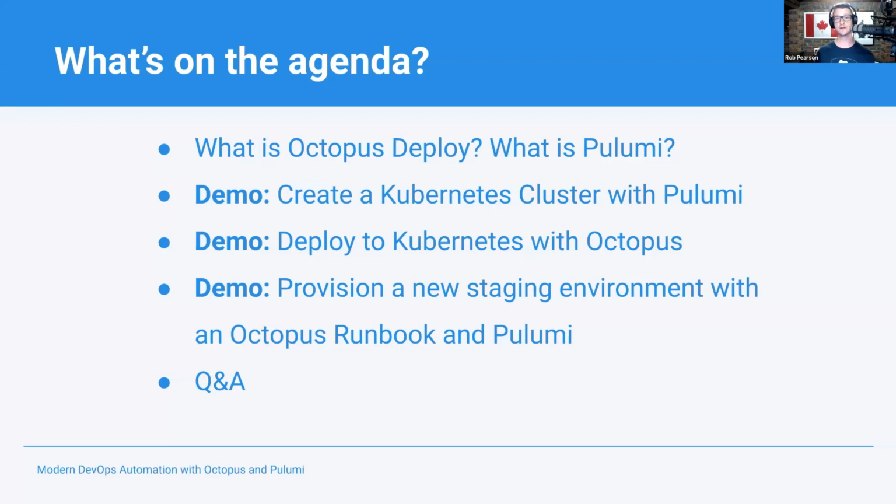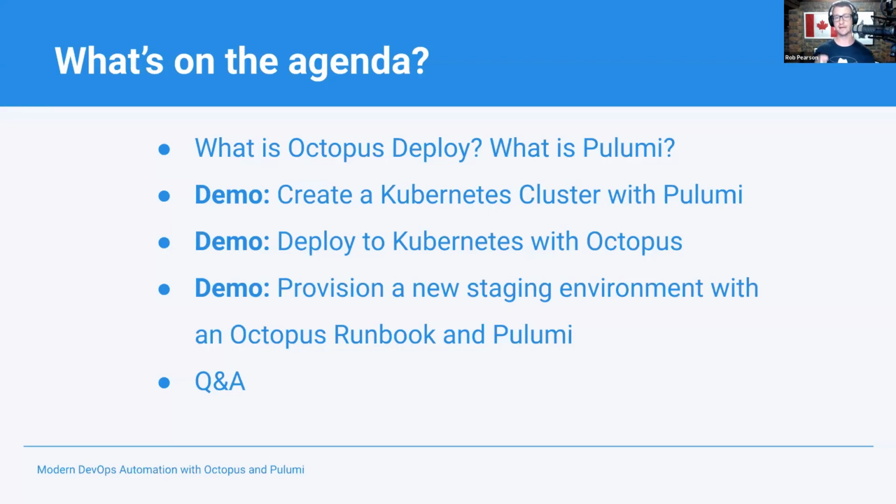First up, Luke is going to go through how to create a Kubernetes cluster with Pulumi. And then second, he'll hand over to Michael, and we're going to look at how to integrate with a Kubernetes cluster and deploy to it. So integrating both Octopus and Pulumi at that point.